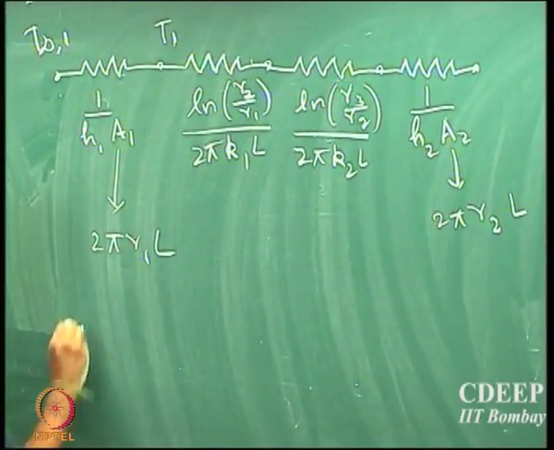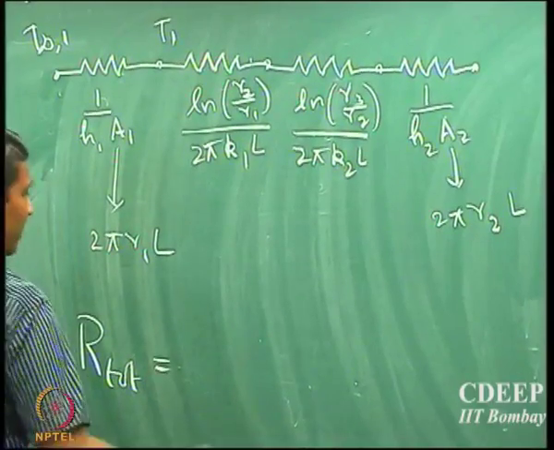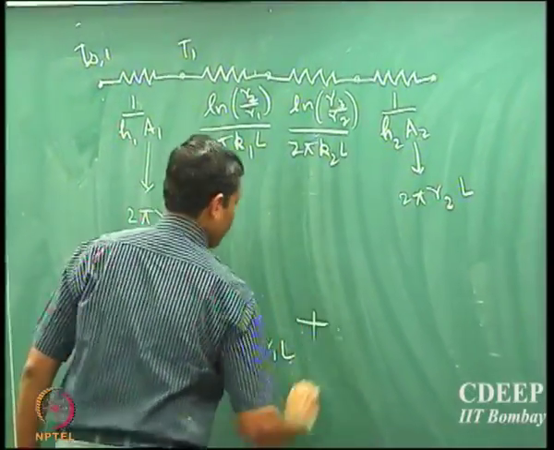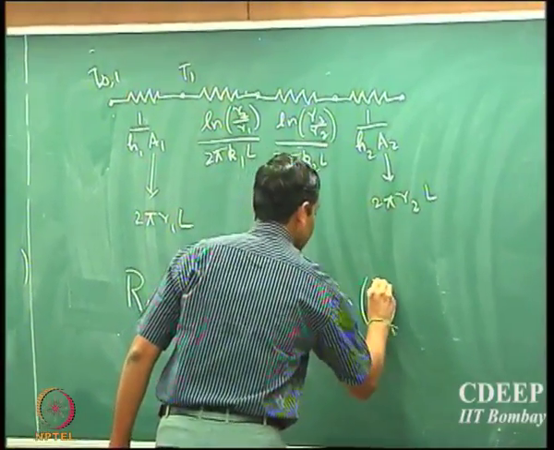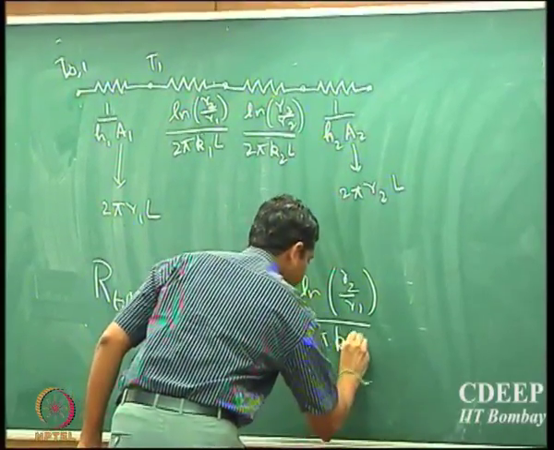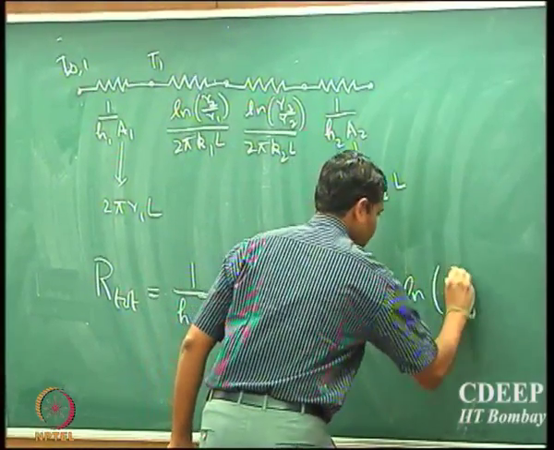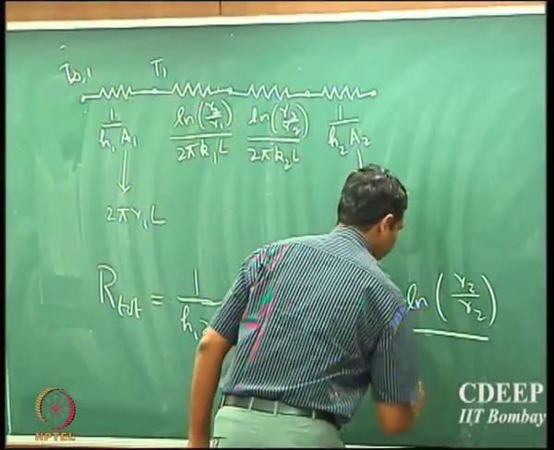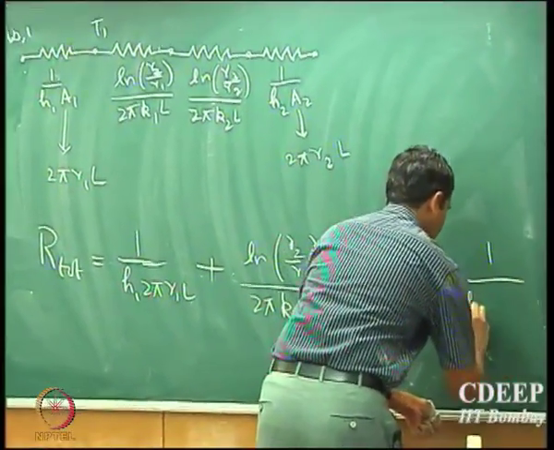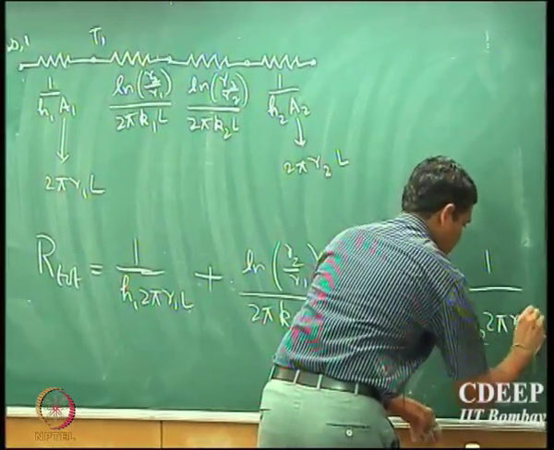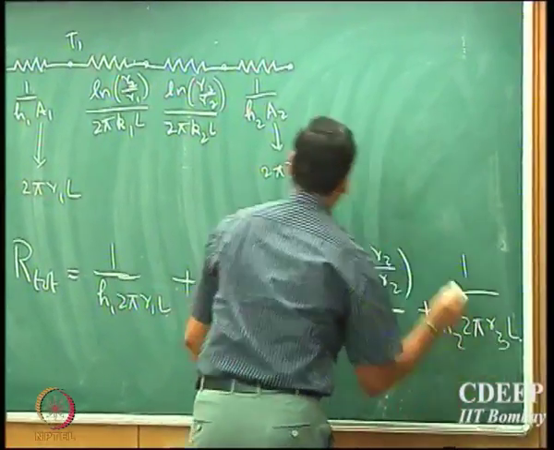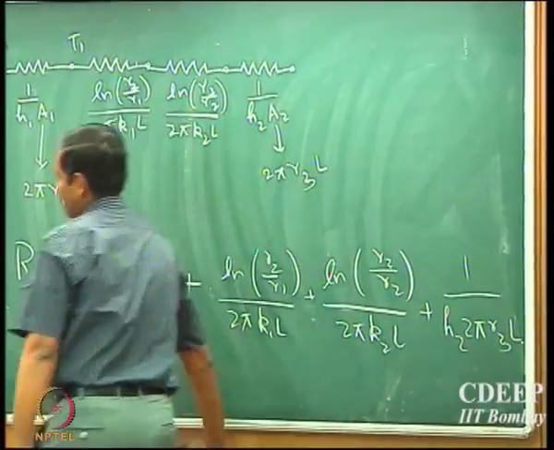And so R total, which is the total resistance, is given by 1 by H1 2 pi R1 L plus ln R2 by R1 divided by 2 pi K1 L plus ln R3 by R2 divided by 2 pi K2 L plus 1 by H2 2 pi R3 L. Sorry, it should be R3. Thanks.